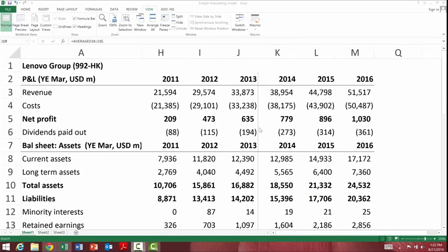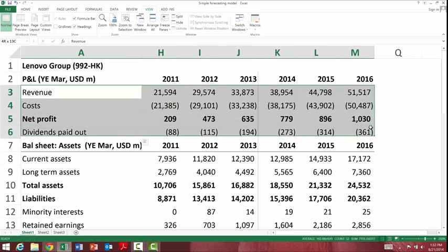This is a simplified model, very simple. This is of the Lenovo Group, and what I've done in this case is just look at revenue, costs, net profit, and then the dividends that are paid out of that net profit. And what we can see is that this makes for a very, very simple P&L.